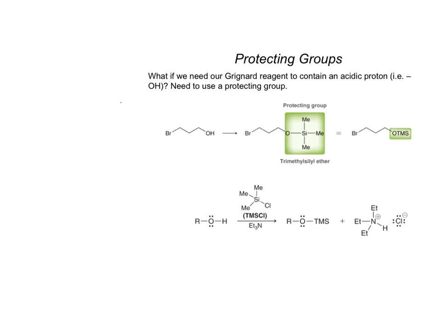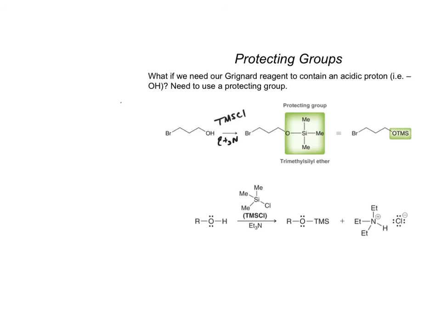So what's going to happen is we're going to take our starting material, our alkyl halide with the alcohol, before we ever react with magnesium, and then we're going to essentially put it through what is called a protecting step. And in that protecting step, we're going to use something called trimethylsilyl chloride. So we abbreviate this guy TMSCl. This is going to be using triethylamine as a solvent, so Et3N.